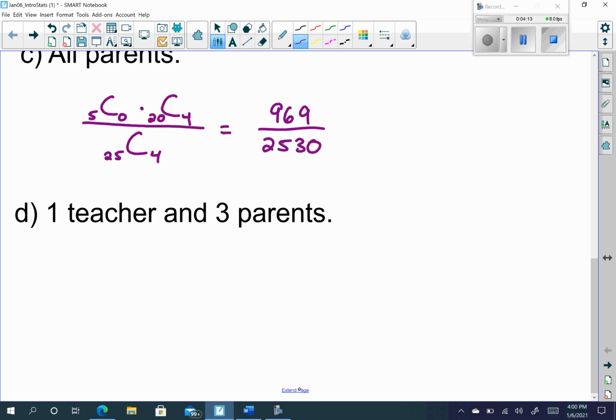And then the last part, 1 teacher and 3 parents. Pause the video if you need more time. So 1 teacher from the 5, so a combination of 5, choose 1, times from the 20 parents, pick 3, all over the combination of 25, choose 4, and we should be getting 114 over 253. And again, you can turn these into decimals. Either is really acceptable.